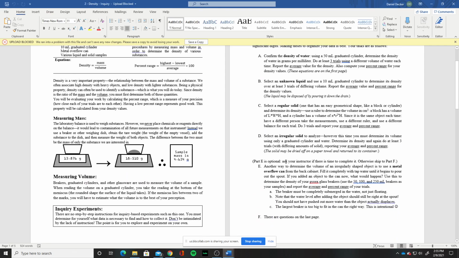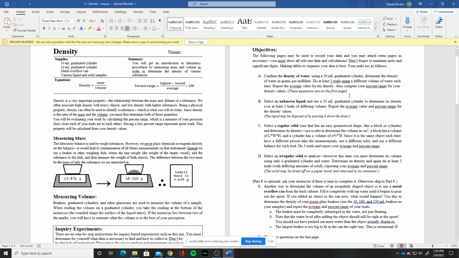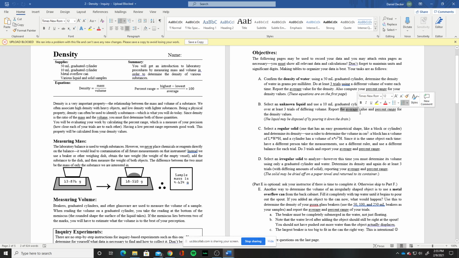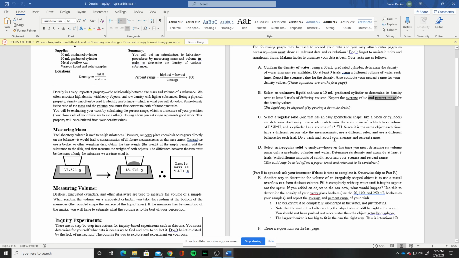Okay, so that's part B. And just like in part A, you should give me an average and a percent range for those densities. So you should have 3 densities, give me the average of those densities, and then the percent range of those densities. And again, all 3 of the densities should be very, very similar.